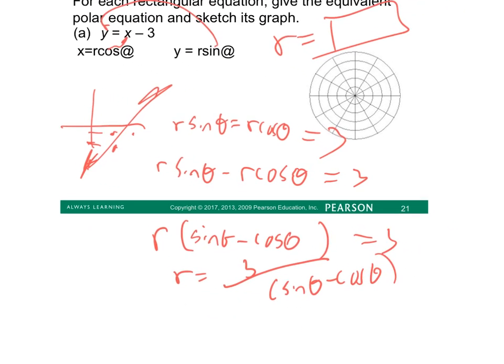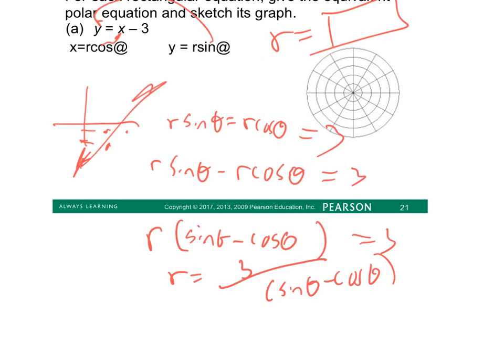Your turn. You go and hit pause, and you graph this. Just make sure you do what I just did right here. Put your parentheses. And see what picture you get.